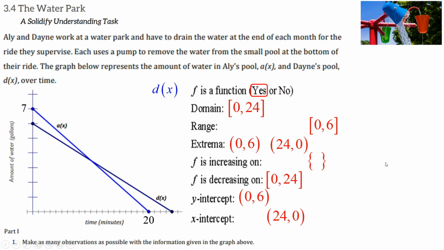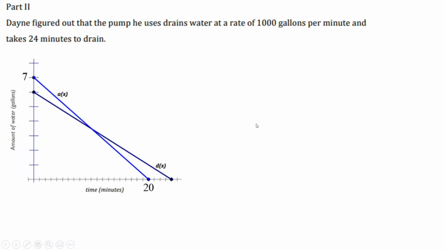All right, pretty cool. So Dane figured out that the pump he uses drains water at a rate of 1,000 gallons per minute and takes 24 minutes to drain. Well, I agree with the 24 minutes, 20, 21, 22, 23, 24. But we just said the maximum amount of water in that small pool for Dane's pool was 6 gallons, and we're draining 1,000 gallons per minute. So there's something wrong with this 7 I have right here.